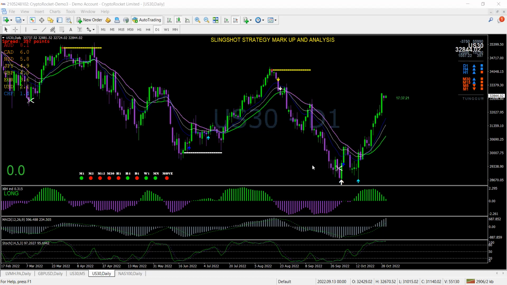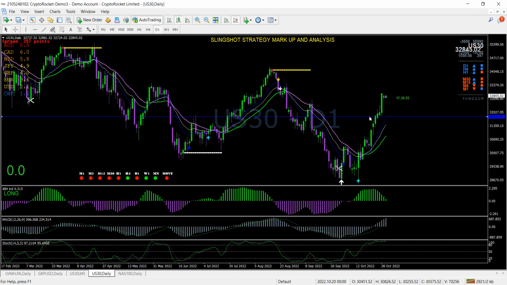All right. Now, my markup is based off of the previous day's candle and then the current day's candle. What I want from the previous day's candle is I need to identify the previous day's low and the previous day's high. And I do that by drawing a horizontal line at each point. So what I'm going to do first, I'm going to draw the horizontal line at the previous day's low.